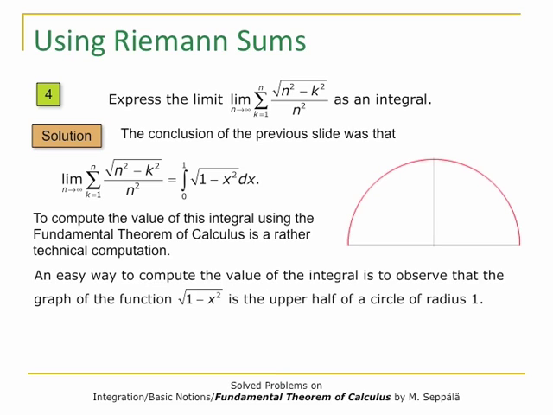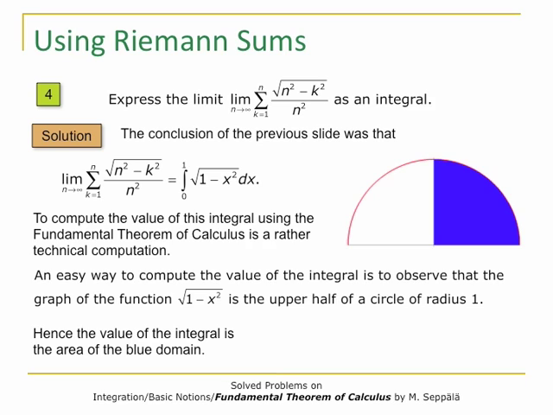However, we may make the observation that square root of 1 minus x squared is a function whose graph is the upper half of a circle of radius 1 and center at the origin. That is the red curve shown in this picture. So the integral from 0 to 1 of square root of 1 minus x squared dx is the area of the blue domain indicated in the picture. So it is 1/4 of the area of the disk of radius 1, and therefore the value of this integral is pi over 4, because the area of the disk of radius 1 is simply pi.